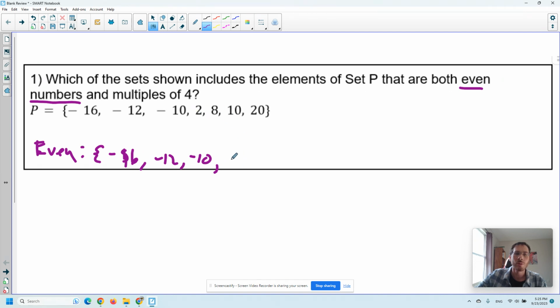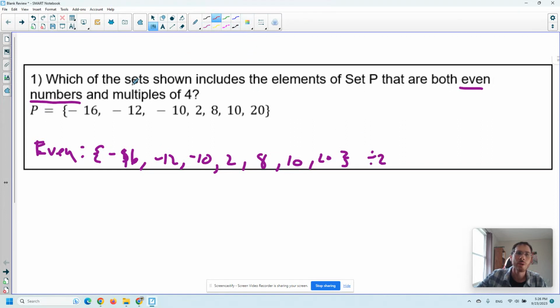2 divided by 2 is 1, that works. 8 divided by 2 is 4, that works. 10 divided by 2 is 5, that works. 20 divided by 2 is 10, that works. So it turns out they're all actually even. That didn't really help us too much, but that's okay. Remember, the idea behind an even is that you can divide these by 2.